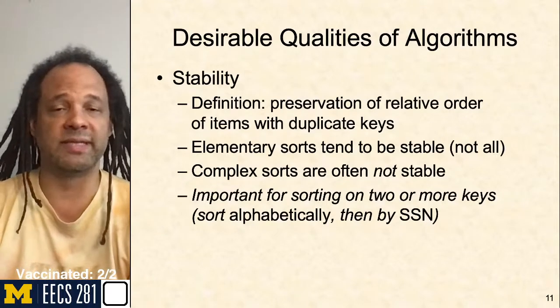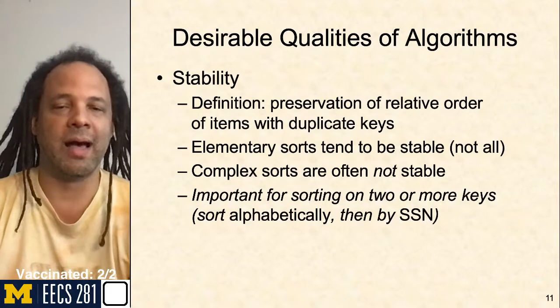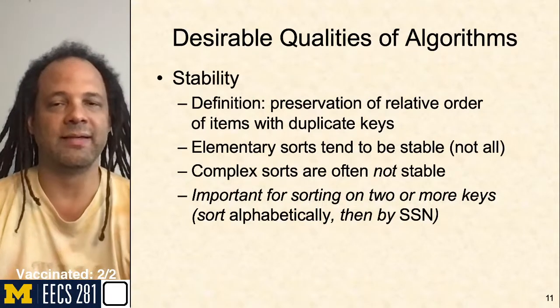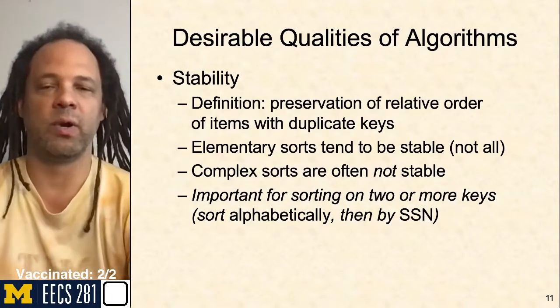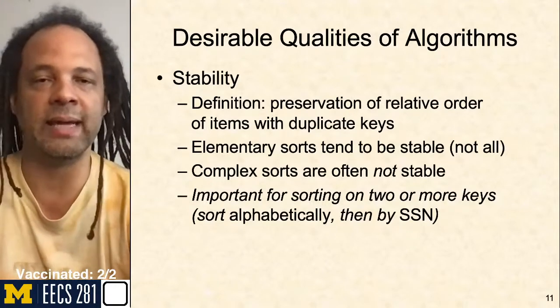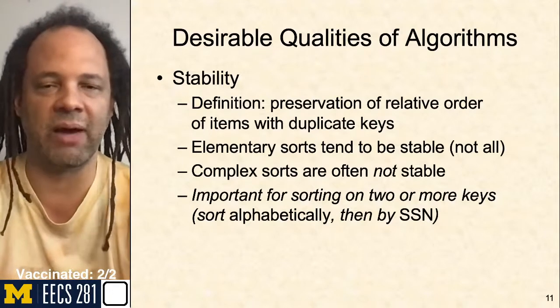Our elementary sorts tend to be stable. Not all of them are, but most of them are. Our complex sorts are usually not stable. And this stability, as I mentioned, is important for sorting on 2 or more keys. If I wanted to sort alphabetically and then by social security number, or by 2 names, or by department and position, however you wanted to do it.